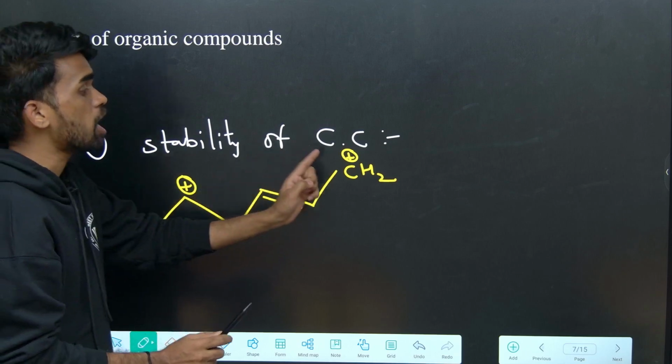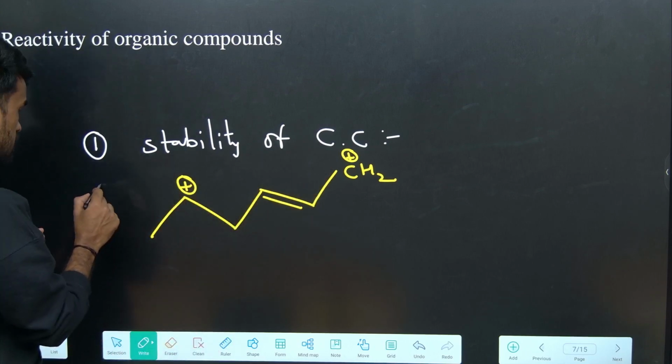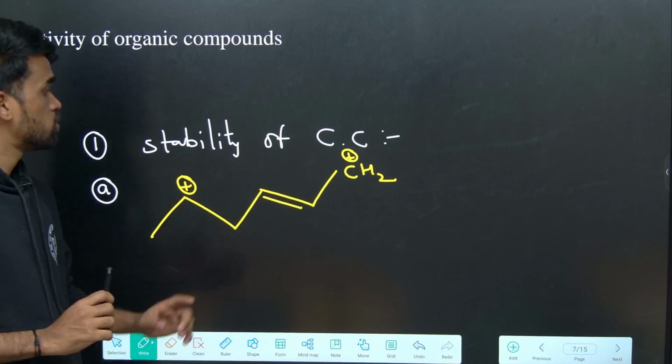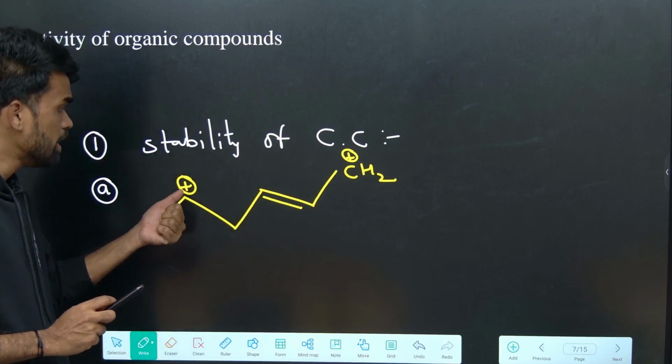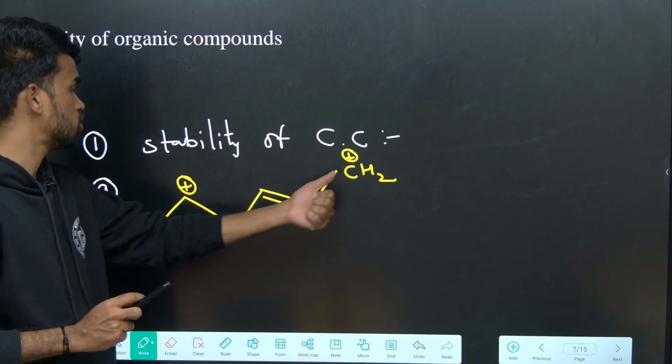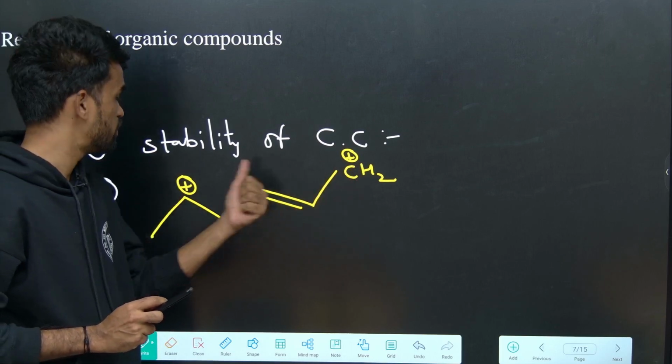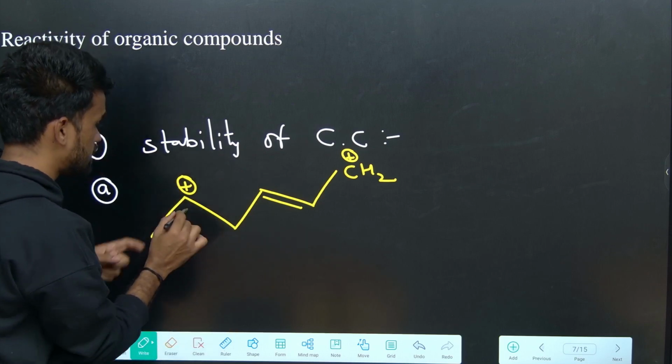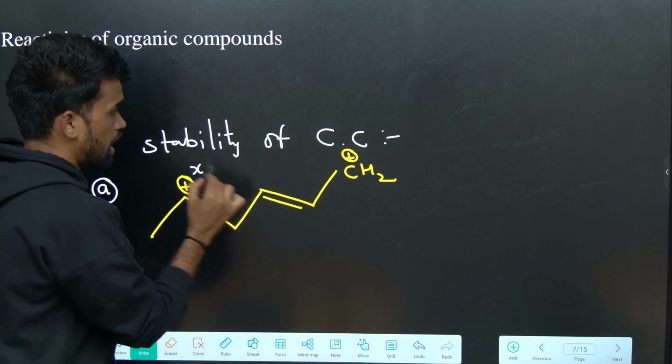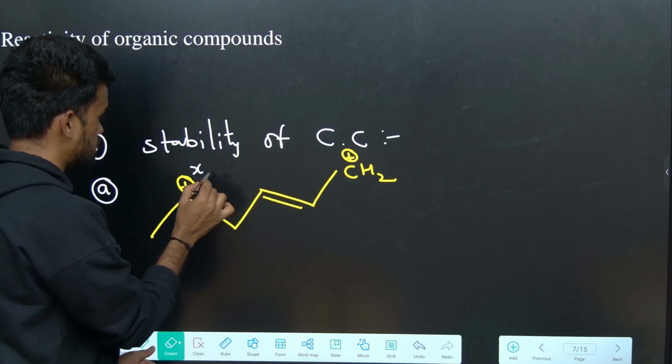So which carbocation is more stable? Let us consider this as an example. In this example, here I mentioned positive charge and also here I mentioned positive charge. Now tell me which carbocation is more stable. Let us consider this carbocation as X and this carbocation, otherwise just take it as.